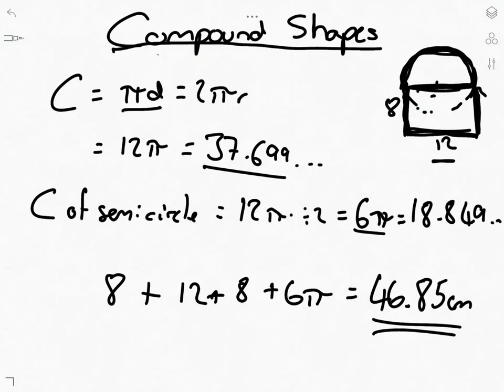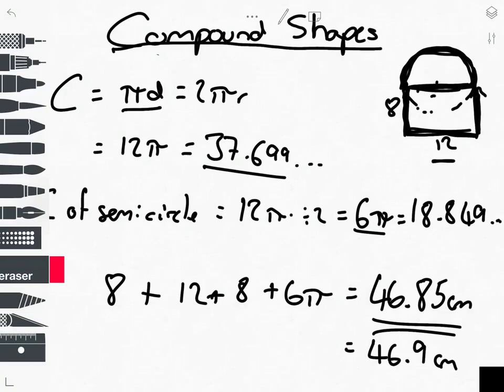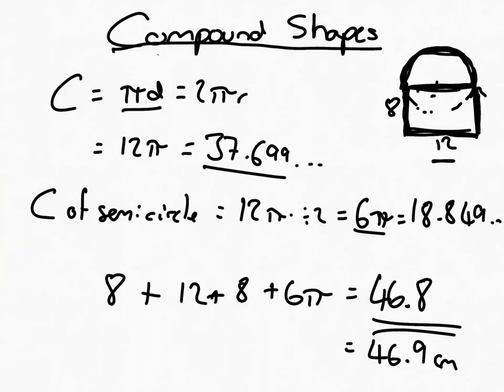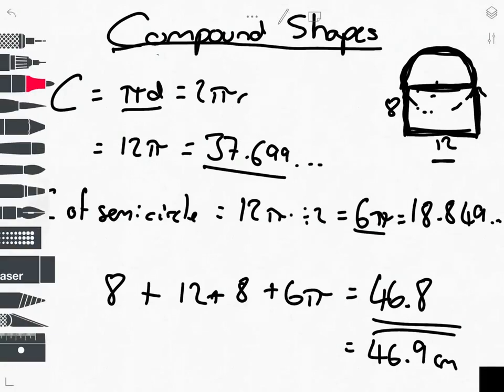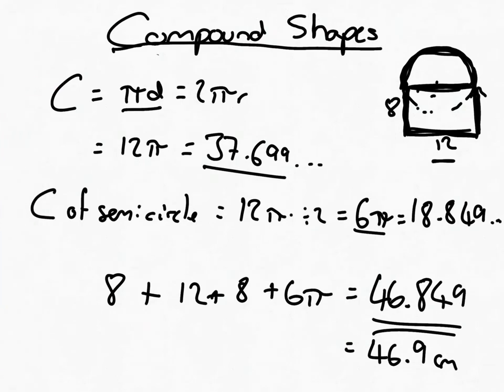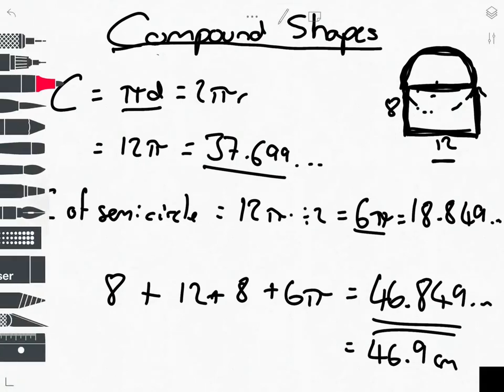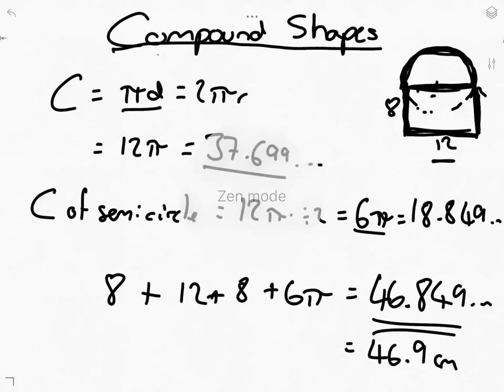Okay, and just to check the question, it said give your answer correct to 1 decimal place. So there you go, I've gone wrong. It should be 46.9 centimeters because this was a 4.9, remember? So there we go. Hopefully that's made sense, cleared it up a bit.